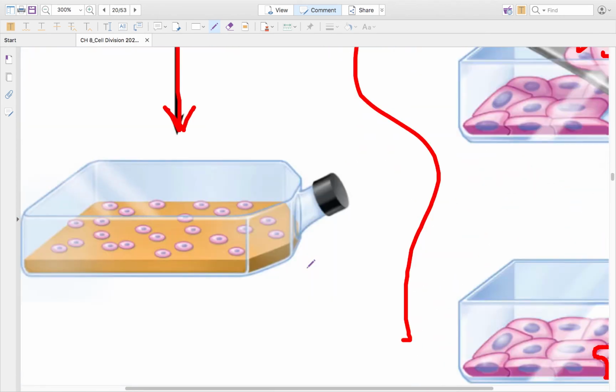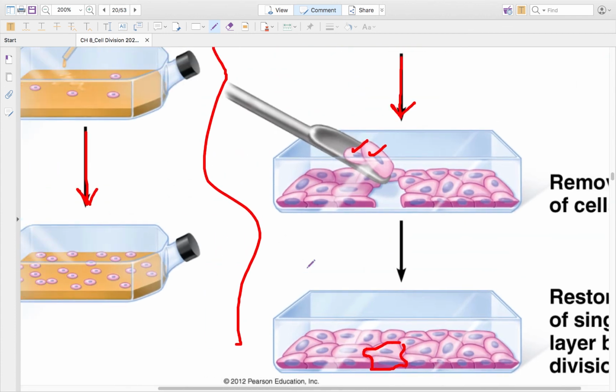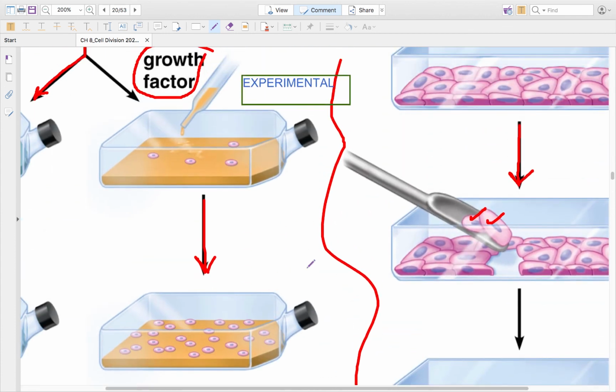So if you look at these 2, let's look at these 2. We start off with 4 cells, and then we have a significantly higher number. I don't want to count them all. There's something like 10, 12, 15, something like that.